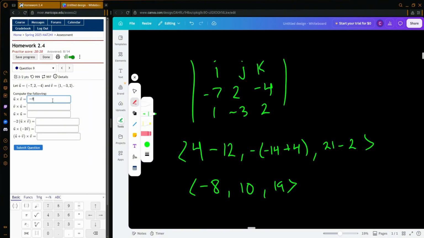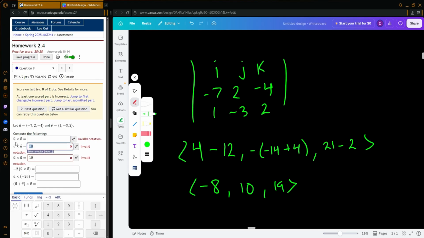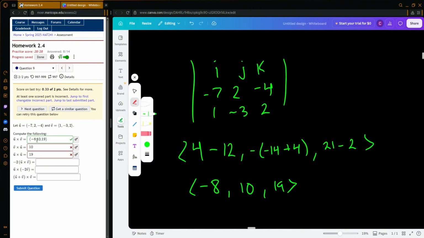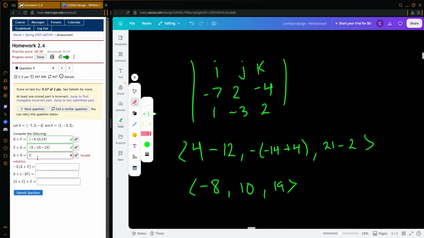So negative 8, 7, 2. Okay, what am I doing here? Negative 8, 10, 2. Okay, and then this is just going to be this guy but negated. U cross U is 0. Right? Oh, 0, 0, 0.